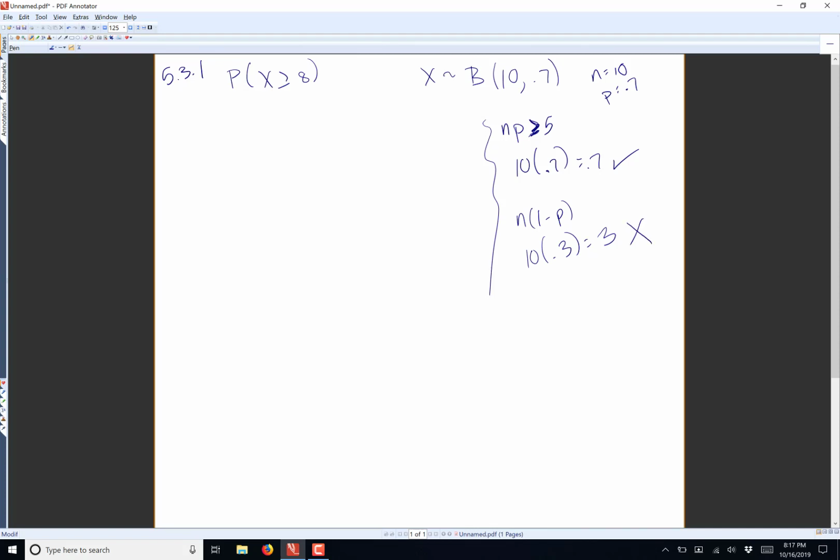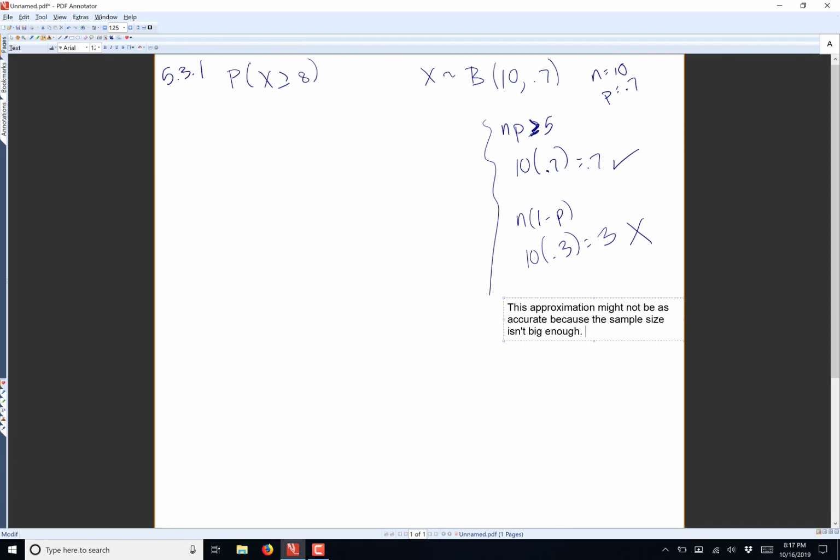Okay, so we should make a little note here on our problem that this approximation might not be as accurate because the sample size isn't big enough. So when we're done, we'll look at the exact probability versus what we got from our approximation.